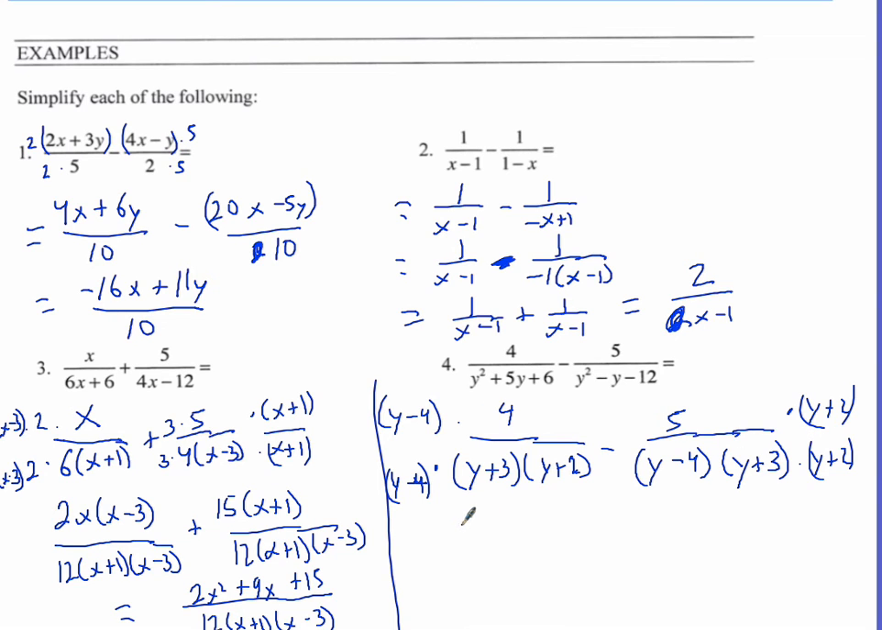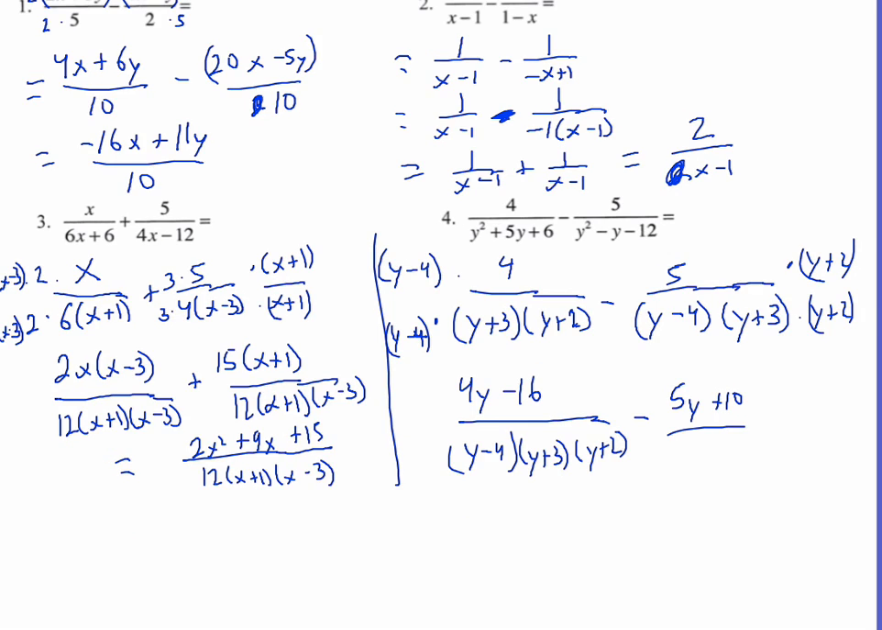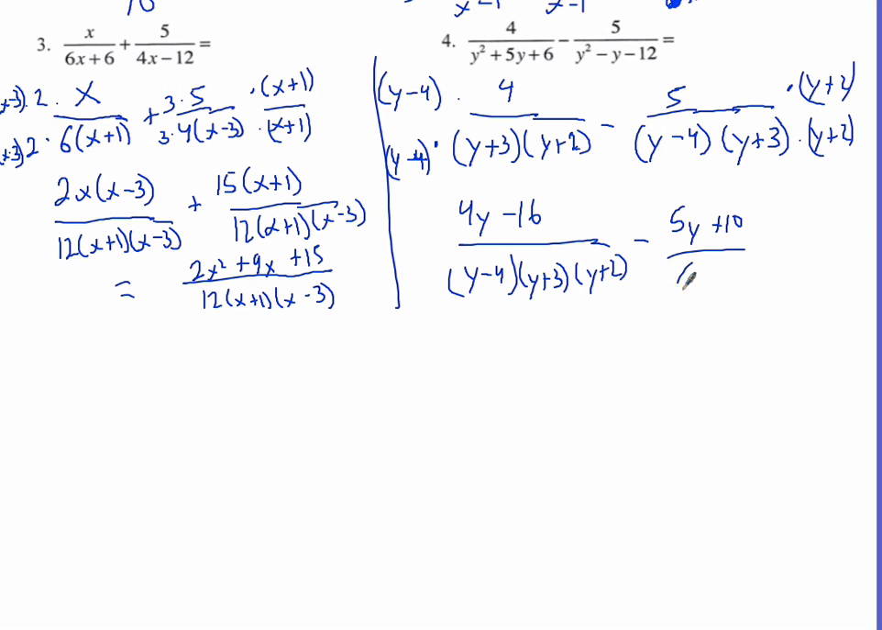Here your numerator is 4y minus 16. Your denominator is (y minus 4)(y plus 3)(y plus 2), and this is going to be 5y plus 10 over the same thing, (y minus 4)(y plus 3)(y plus 2).